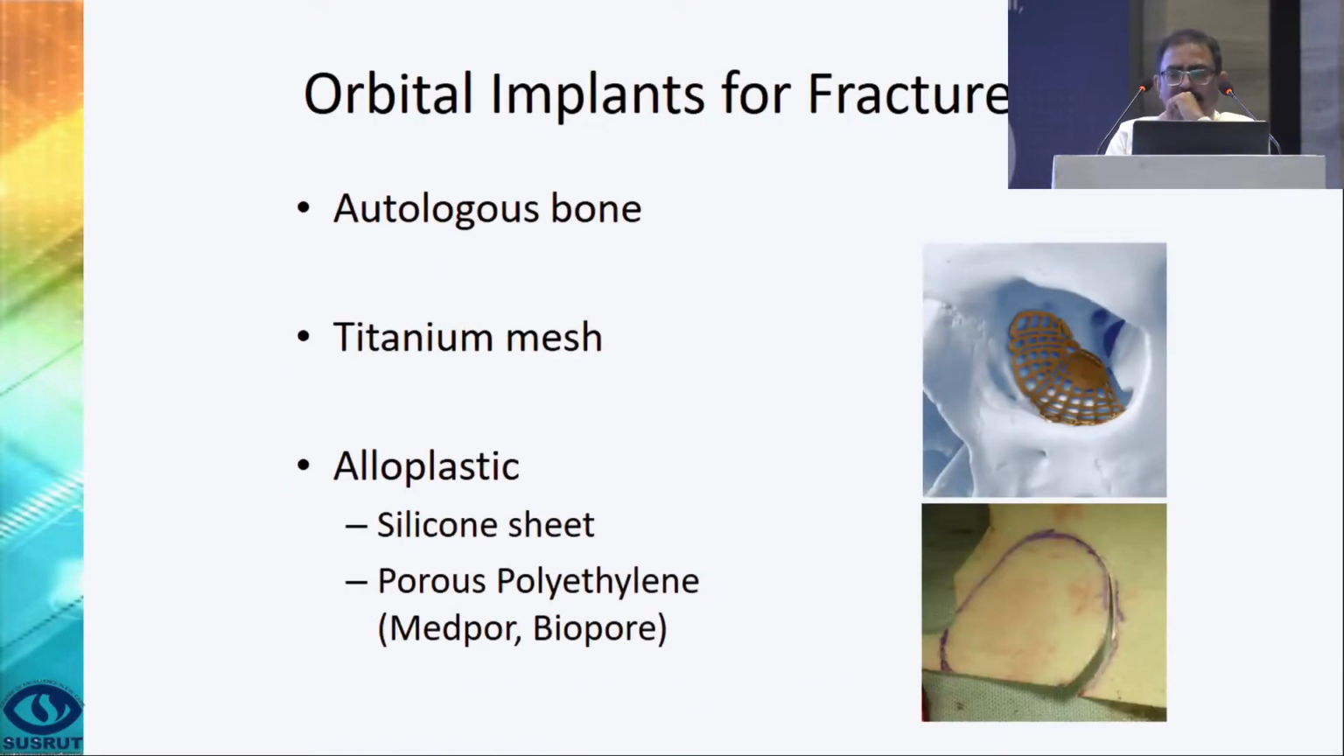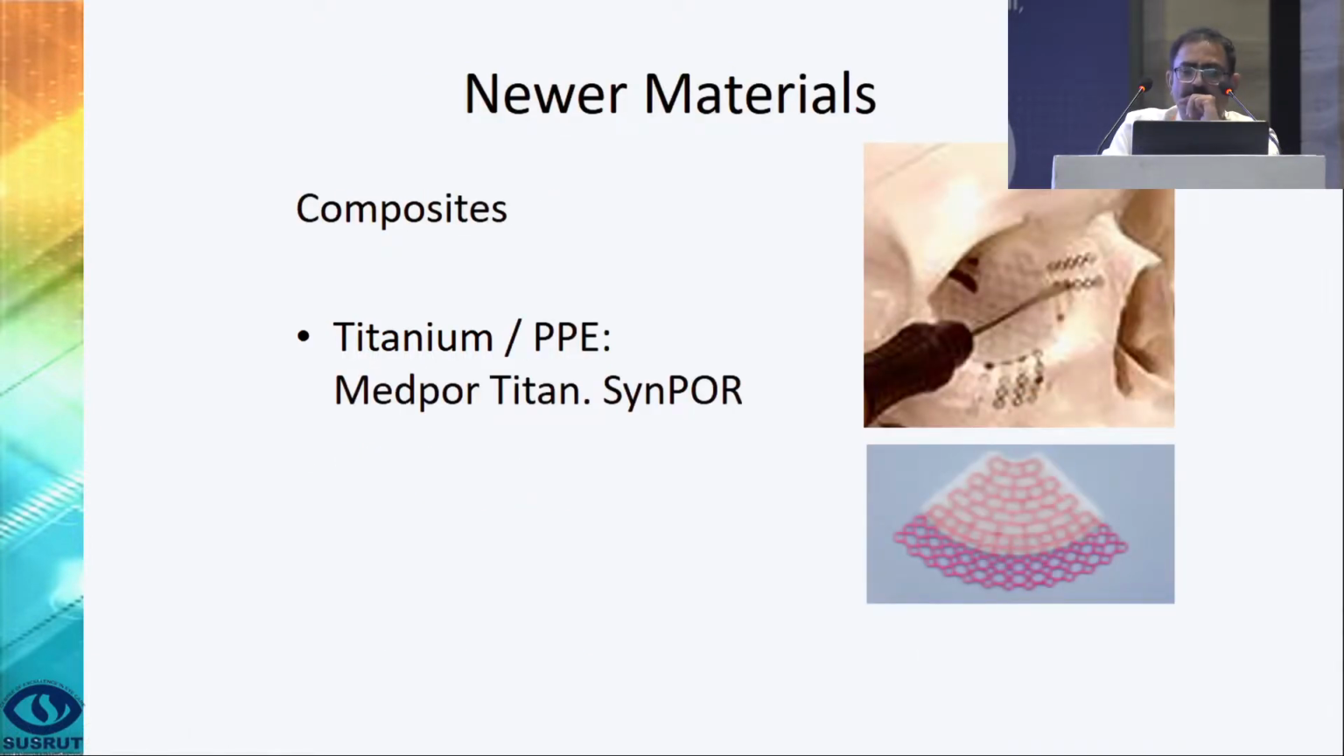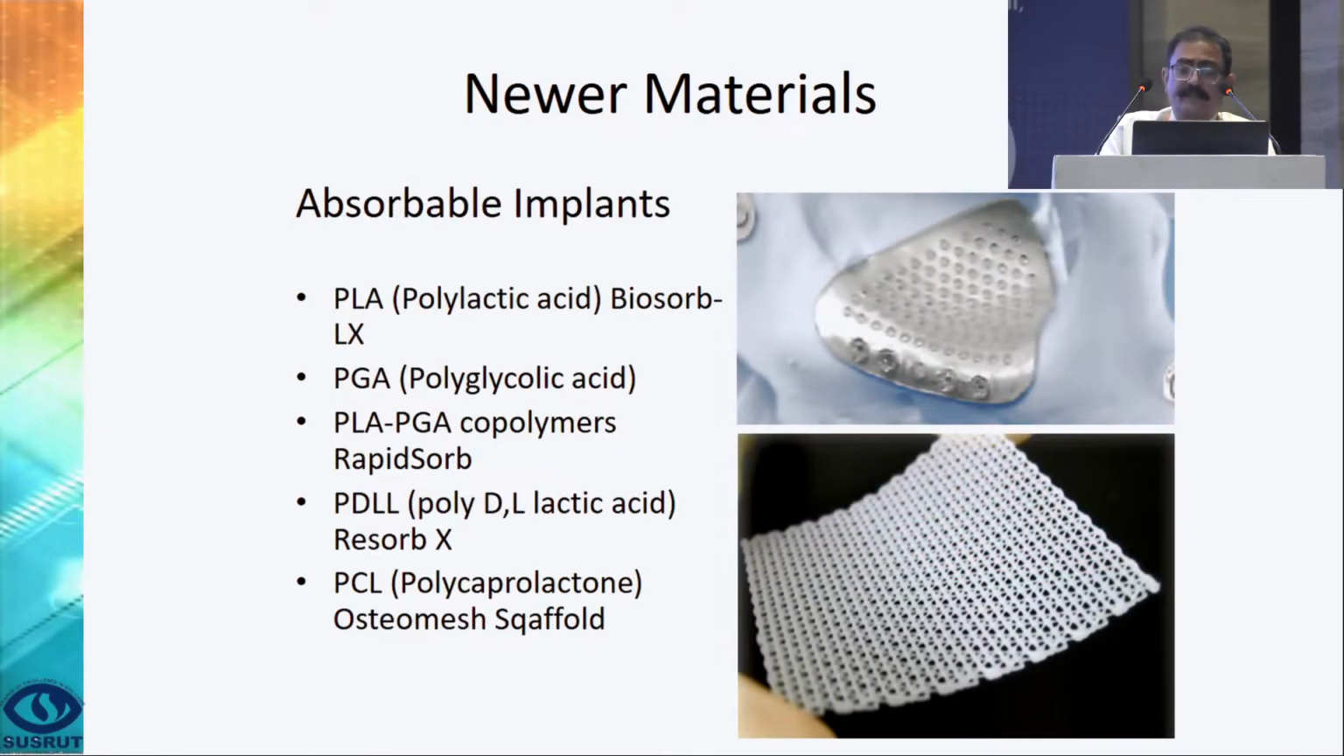We will skip this. So basically, there are different kinds of implants. Craniomaxillofacial surgeons will generally use autologous bone. We are more comfortable using material like this. So you can use a silicone sheet or porous polyethylene, or in larger fractures, you might use a titanium mesh. But in children, this titanium mesh is something that we would not recommend. Okay, you can have composite materials. Again, we'll skip this, but these are newer implants that have come.